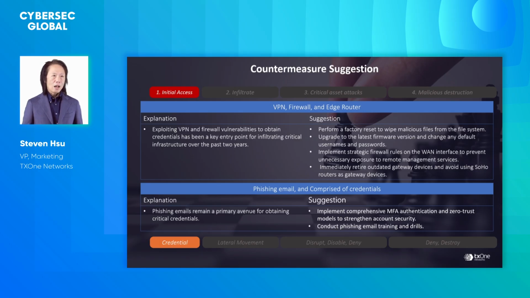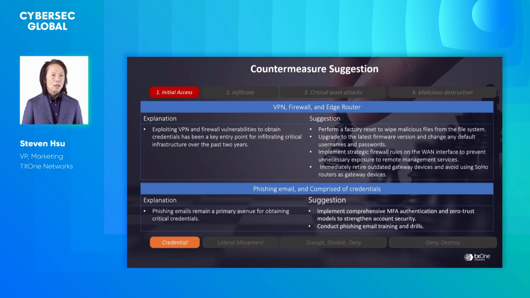Like Fortinet, they had a zero-day vulnerability in the firewall, and another vendor also had a vulnerability being leveraged. Also in the last year, you can see that more than 133 VPN vulnerabilities have been discovered. Seven of them are non-exploit. Okay. The suggestion here is that you should do a factory reset first.